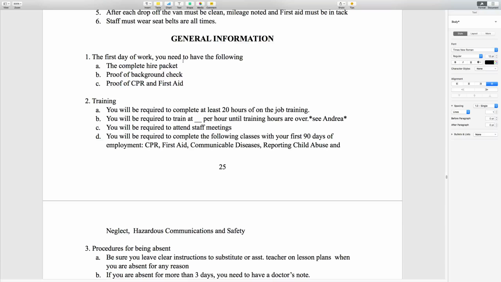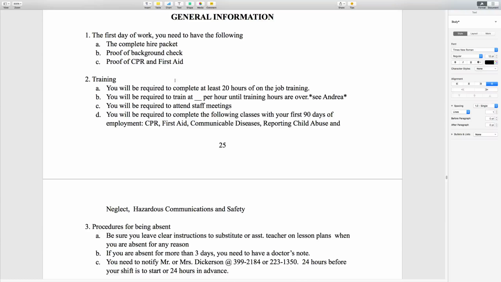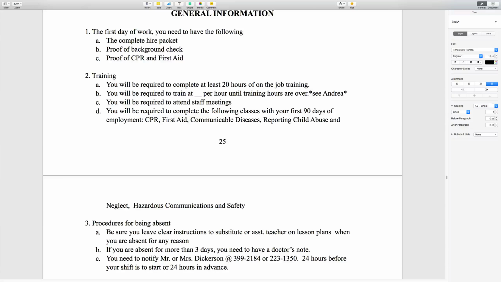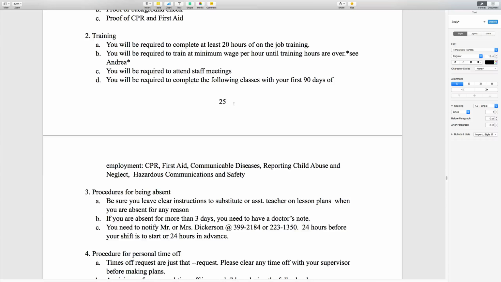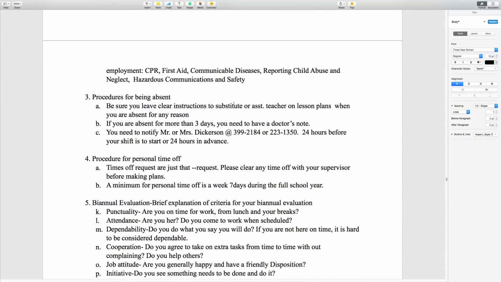Okay, so now let's go into the general information section. We tell them the first day of work, you need the following: your complete background check, CPR. So we're breaking it down. The training, how many hours they will be training. We let them know what they will be trained at per hour. And so you can put in the minimum wage there. They will be required to attend staff meetings. They will be required to complete the following classes in the first 90 days. So I give them all of that.